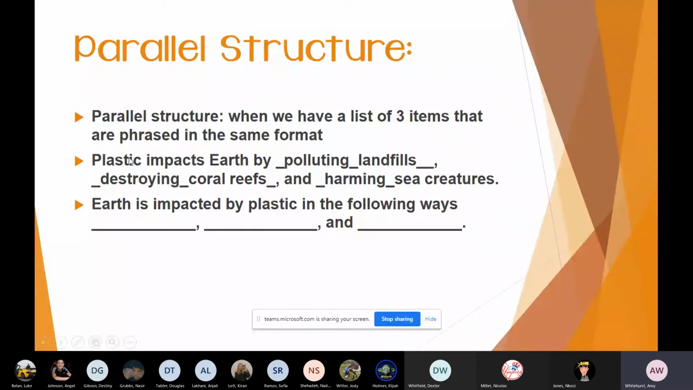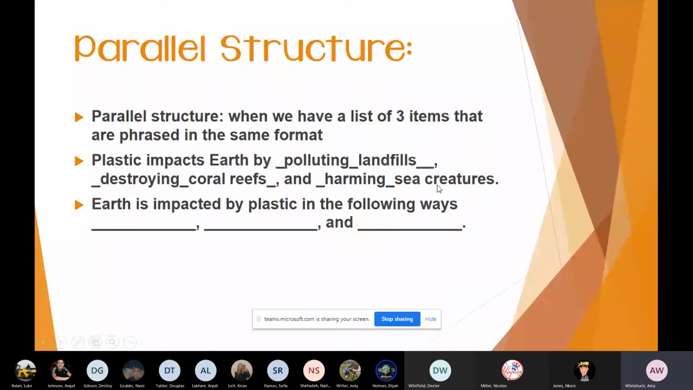So we can say plastic impacts Earth by polluting landfills, destroying coral reefs, and harming sea creatures. All 3 of those reasons were concise. It flowed nicely as one sentence instead of being separated into 2 or 3. And each one of those reasons will be sufficient for our body paragraphs.